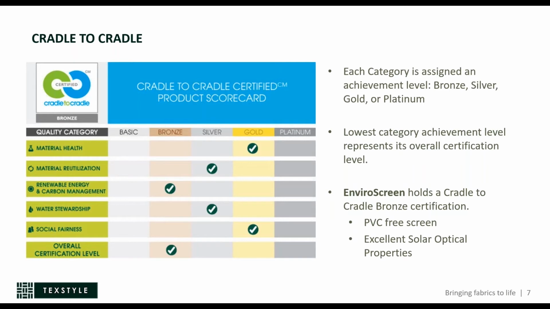Some of you might be wondering if we have any fabrics that hold a Cradle to Cradle certification. We currently stock a high performing fabric called EnviroScreen, which holds a Cradle to Cradle bronze certification. EnviroScreen is a specialty weave screen that we have that is 100% polyester and has an aluminized back. That means it is PVC free. And due to the aluminized back, it also has some outstanding solar optical properties you're going to want to know more about. So you can request that information from your sales rep or customer service rep if you're interested.